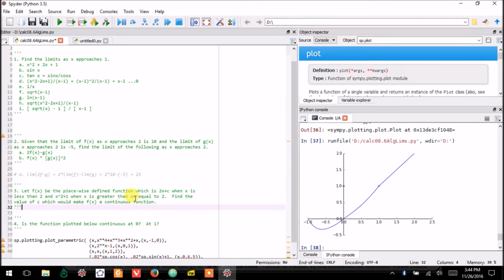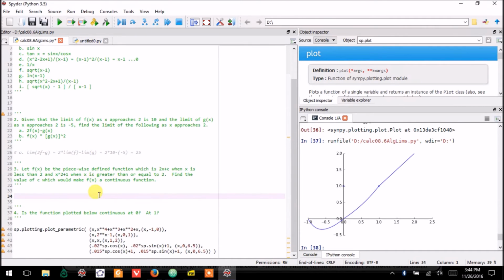Down here, I have a harder problem where it says let f be the piecewise defined function, which is 2x plus c when x is less than 2, and this other thing when it's greater than or equal to 2. Find the value of c which makes it continuous. Well, recall what continuity means. It means that the left-handed limit, the right-handed limit, and the value at the point are all equal. Particularly the value at the point 2 is easy to find. That puts us in this clause because we have a value equal to 2. We plug in and we get 5.